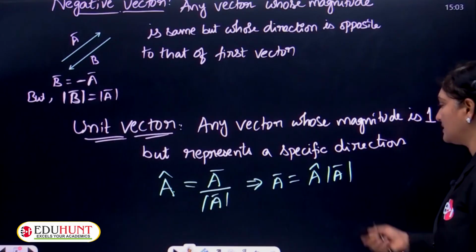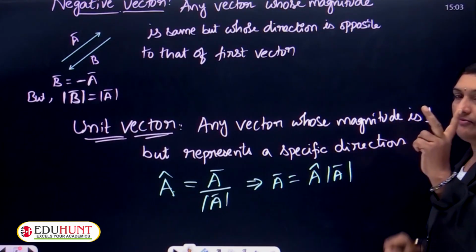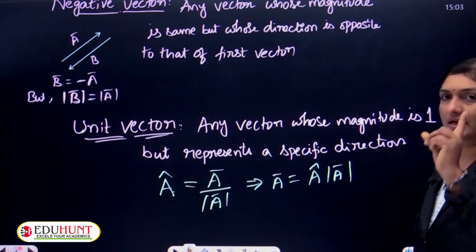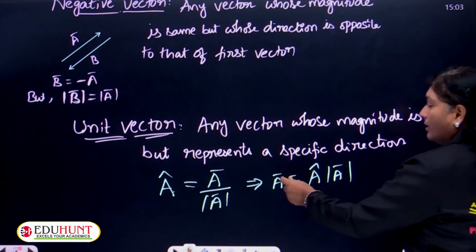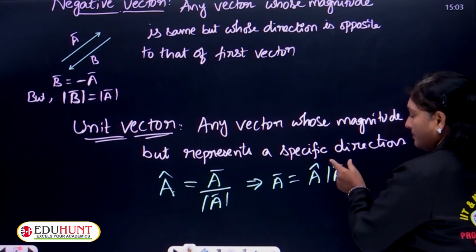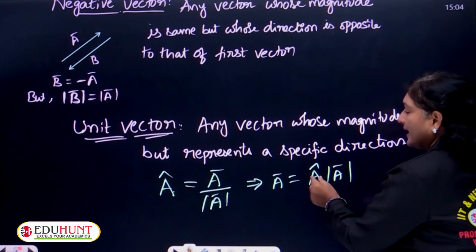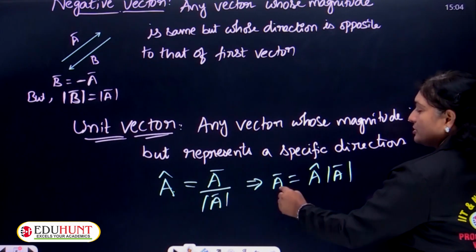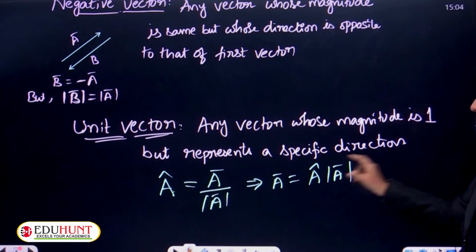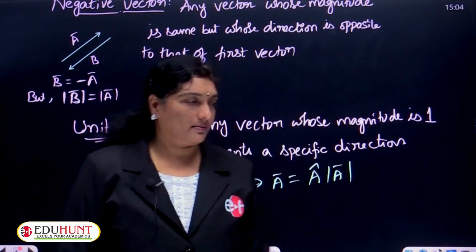So what does this represent? Any vector must have two properties. One, it must have magnitude, the other, it must have direction. So the modulus of A bar indicates the magnitude of A and A cap indicates the direction of A. So magnitude and direction together make a vector. So A bar is equal to A cap into modulus of A bar.